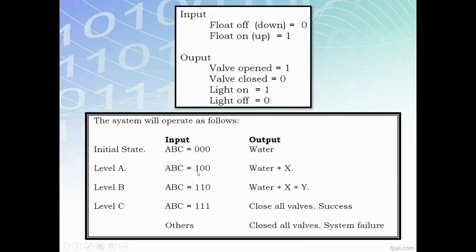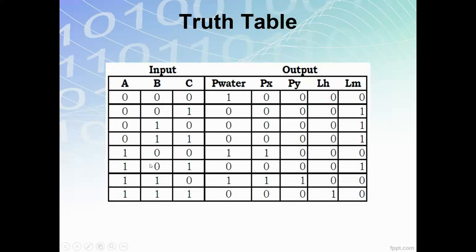Yang ni situasi dia 100. Okay, so 100. Okay, the P water and the PX akan menyala. Okay, yang lain tutup lah. Okay, and then you have water A and C ni. Tiba-tiba C ni menyala, so maknanya dia ada rosak lah. Maka all the output ni akan close dan red light akan menyala.